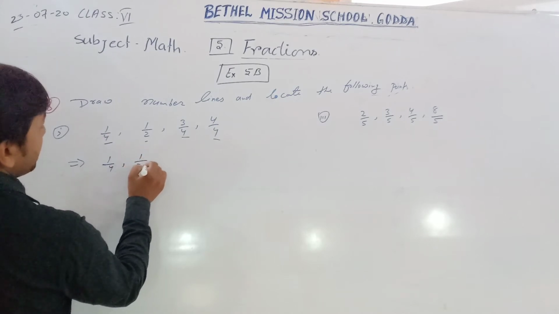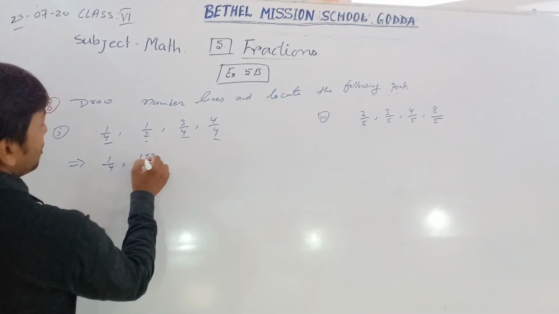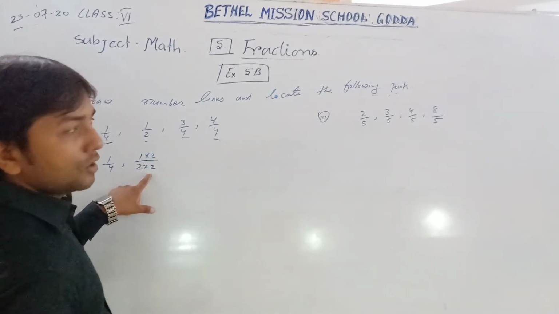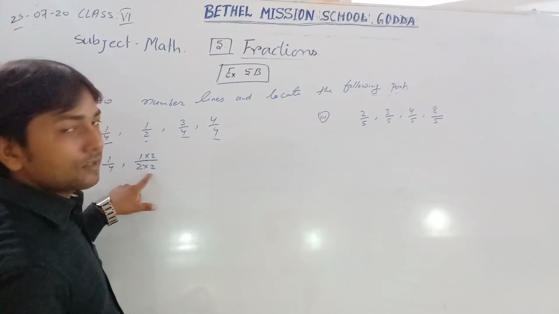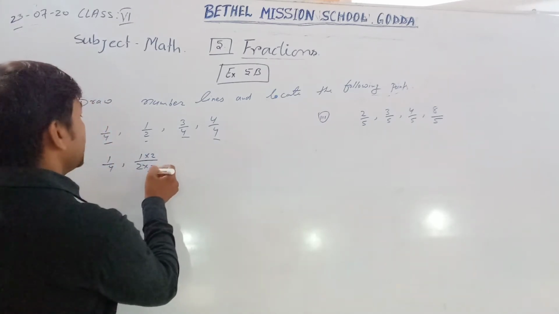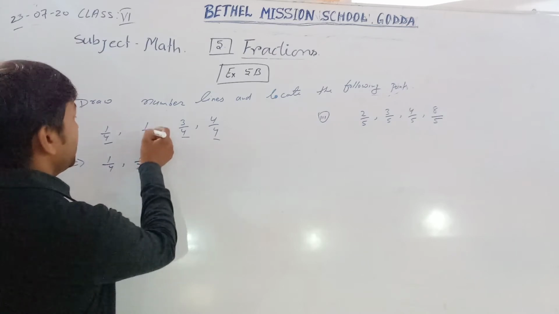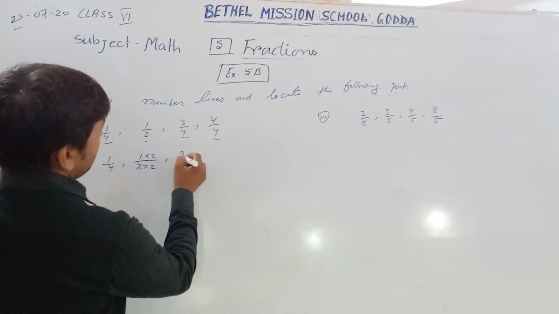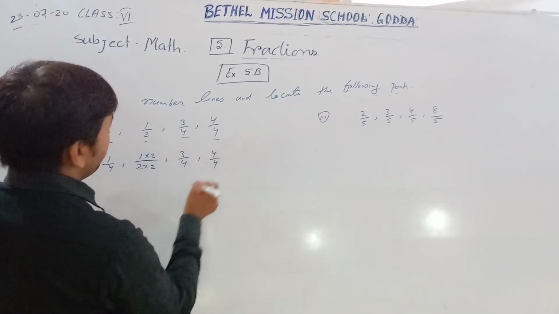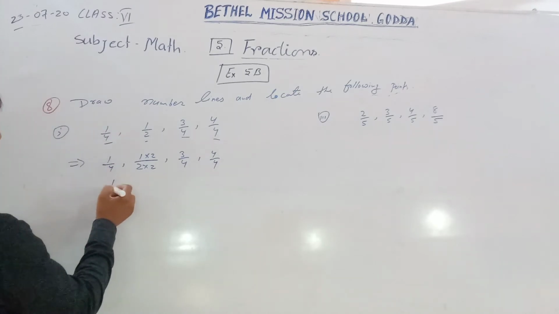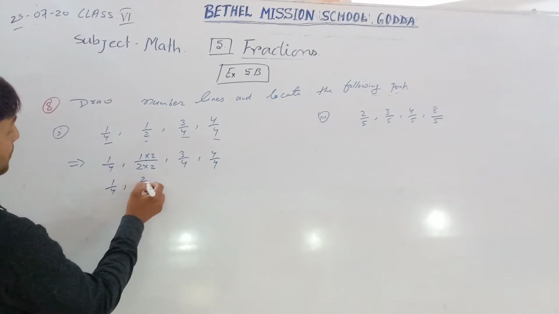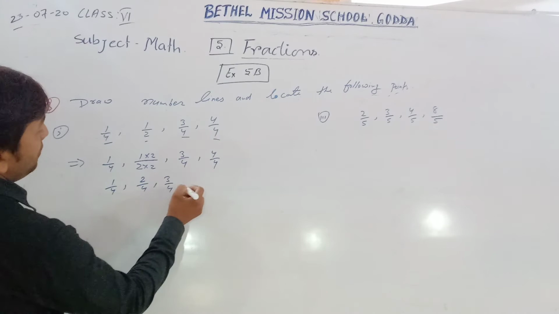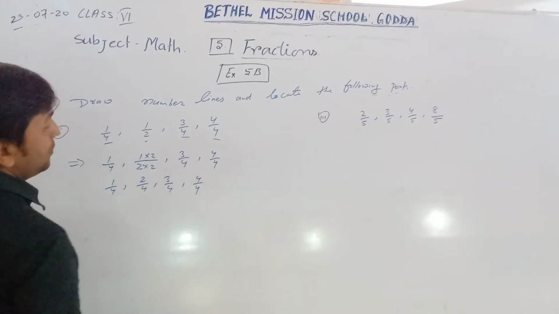For 1 by 2, we can multiply by 2, we can multiply with the numerator as well as the denominator. We can cancel 2 and we will get 1 by 2. So now this becomes 1 upon 4, 2 upon 4, 3 upon 4 and 4 upon 4.